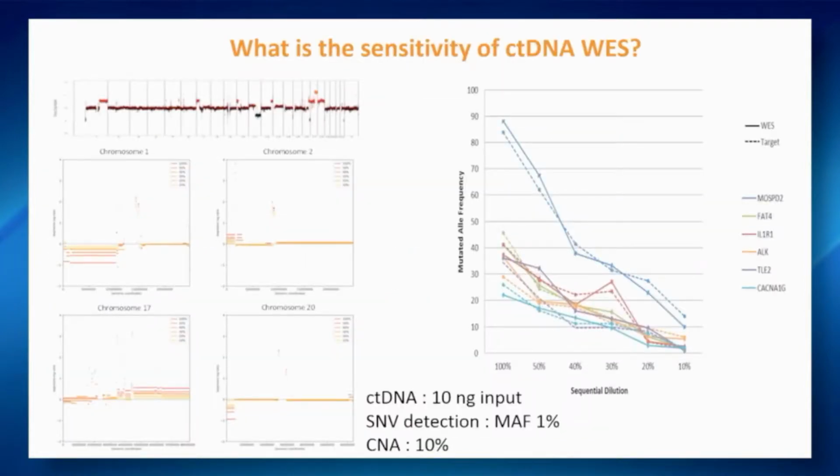What is the sensitivity? We've already heard about that. I think it's important to think about the input, as Ali also mentioned. When we're doing these whole exome sequencing experiments, we start with at least 10 nanograms of cfDNA. That corresponds to about 1,000 genomes. And when we do our deep sequencing, we can detect SNVs down to 1 or even 0.1%, depending on the technologies, and copy number alterations down to 10%. So it is important to bear in mind both the input, what we've been looking at, and the output of the sequencing experiments as we move on.